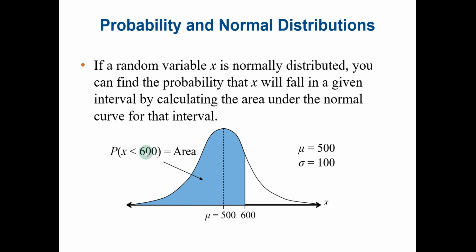Okay, let's move on. So if you want to compute the probability of x being less than 600, just so you know, whenever we write this, we will either be computing the probability of x less than a certain number, x greater than a certain number, or x being in between two numbers. So when we say x less than a certain number, it means we are looking for the area to the left. X greater than a certain number, it means we are looking for the area to the right. X in between two numbers, it means we are looking for the area in between.